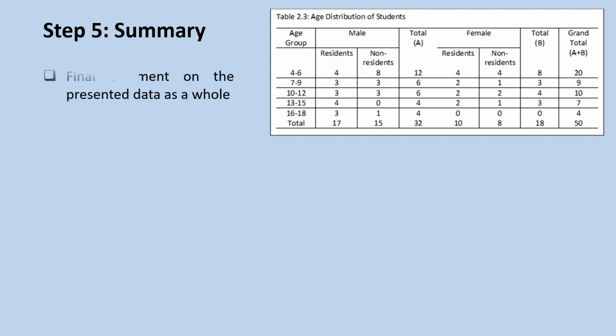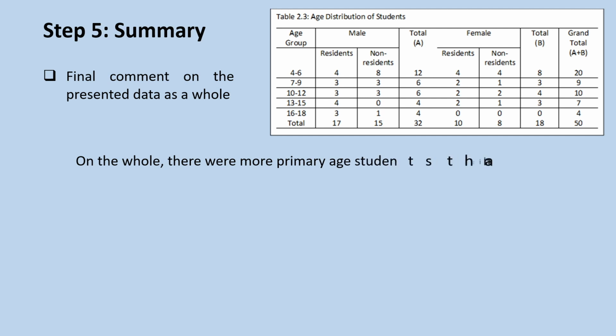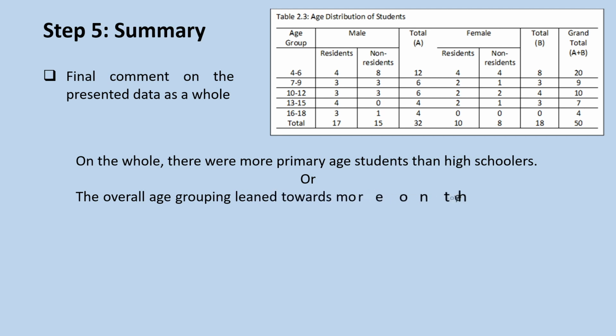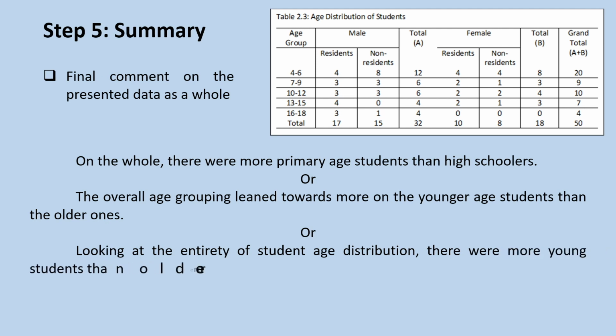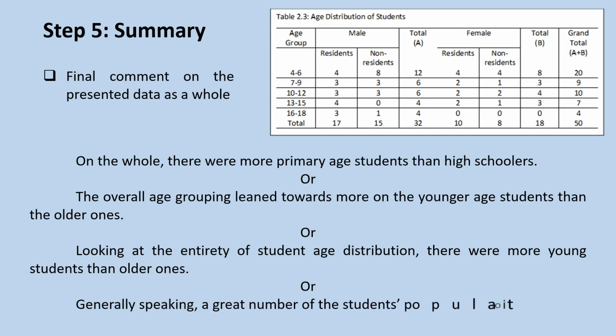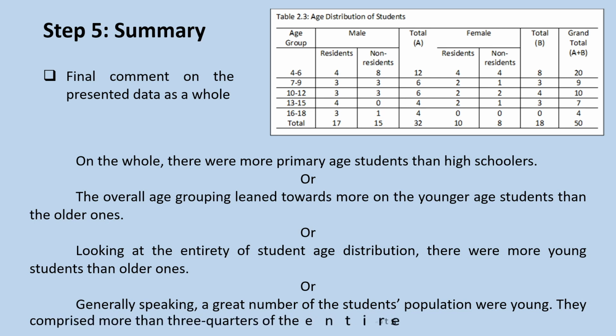For example, as a final comment on this table, we may state, on the whole, there were more primary age students than high schoolers. Or we may write, the overall age grouping leaned towards more on the younger age students than the older ones. Or, looking at the entirety of student age distribution, there were more young students than older ones. Or, we can also say, generally speaking, a great number of the students' population were young. They comprised more than 3/4 of the entire student population.